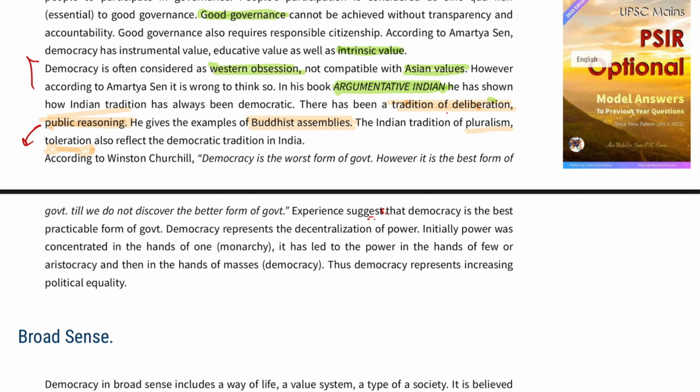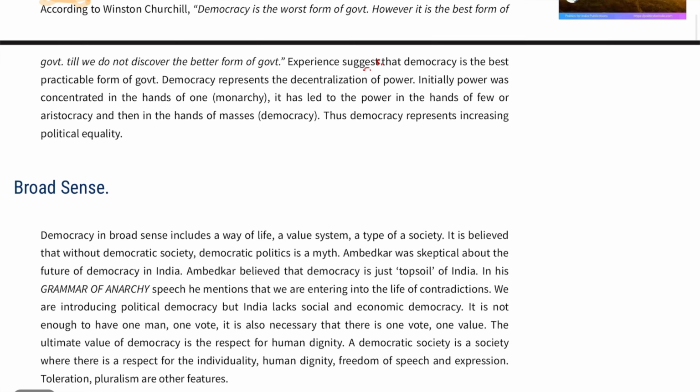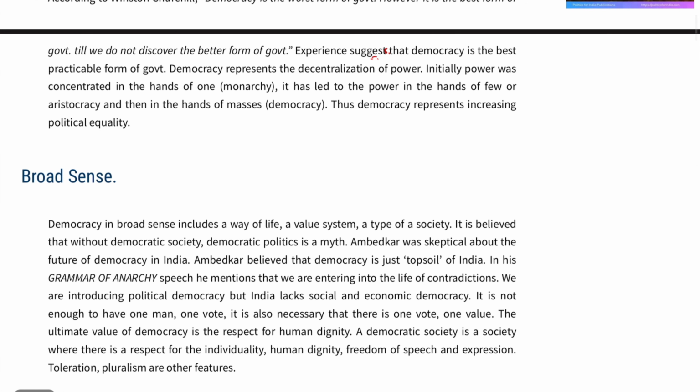Democracy represents the decentralization of power. Initially, power was concentrated in the hands of monarchy. It then passed to the hands of a few, or aristocracy, and then to the hands of the masses. Democracy. Demo. Thus, democracy represents increasing political equality.